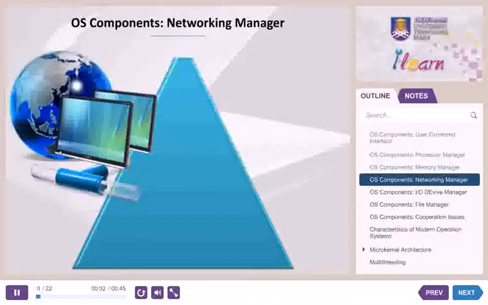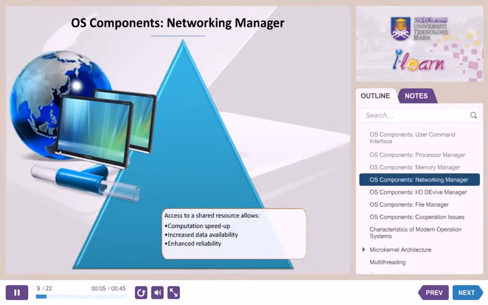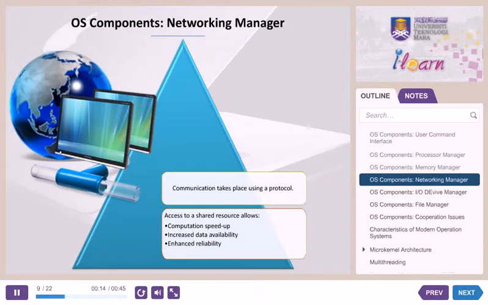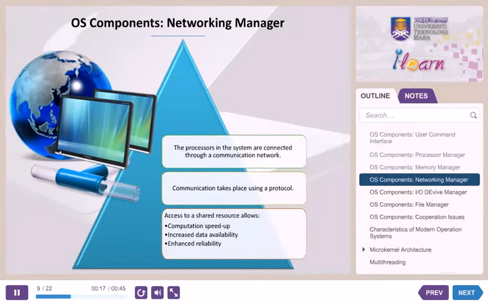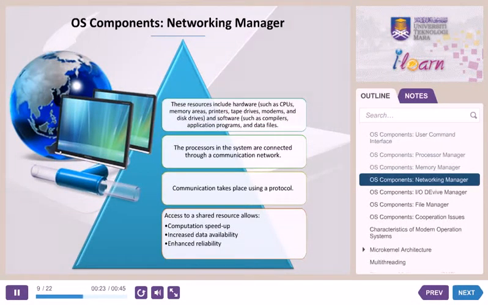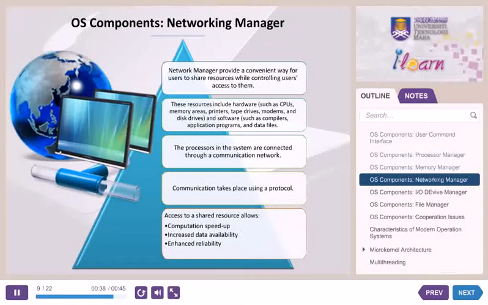OS components, networking manager. Access to a shared resource allows computation speed-up, increased data availability, and enhanced reliability. Communication takes place using a protocol. The processes in the system are connected through a communication network. These resources include hardware, such as CPUs, memory areas, printers, tape drives, modems, and disk drives, and software, such as compilers, application programs, and data files. The network manager provides a convenient way for users to share resources while controlling users' access to them.